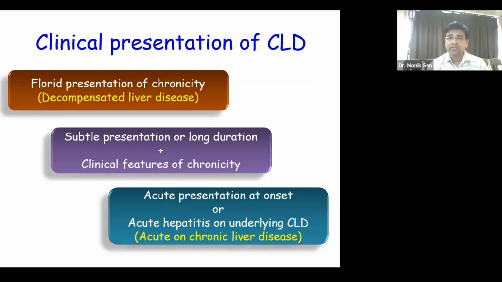If you look at clinical features of chronic liver disease, you may have a florid presentation of chronicity. That means a decompensated liver disease. So here there is no doubt. Patient presents with ascites, encephalopathy, bleed. This is a florid presentation. You may have a subtle presentation of a small duration or a long duration, but with clinical features of chronicity. That means the child has not really come with anything more than mild jaundice maybe, but he has an irregular liver on examination. Or the presentation may be an acute presentation at onset, and there may be an underlying chronic liver disease.